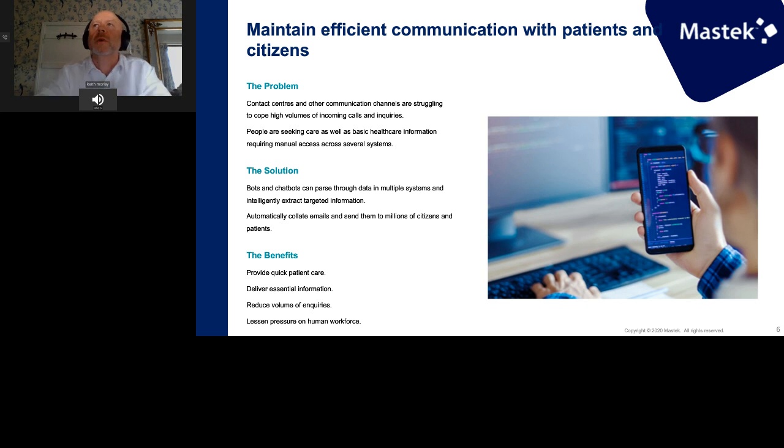Maintain efficient communication with patients and citizens. So initially you can add operator assistance, with the operator making requests to bots to extract targeted information from several systems, requesting them to send emails containing essential and targeted information as necessary. This can be improved by integrating automated dialing systems to the same bots, so the operator need only be brought in for questions the bot can't handle.